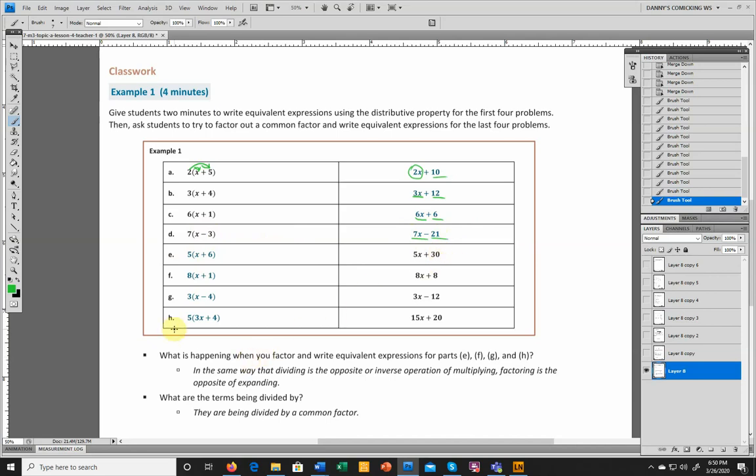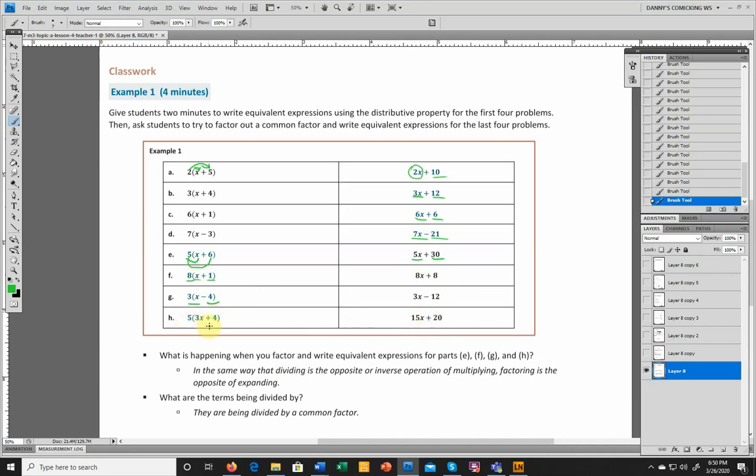Okay, so for part 2, what they're asking you to do is reverse this. So 5x becomes 5 times x, and 30 becomes 5 times 6, because 5 and 6 are the factors that make 30. You do the same thing for this one, 8x plus 8. So 8 times what equals 8? That is 1. And 8 times x. 3 times what equals 12? Well, that would be 4. And 3 times x. 15.